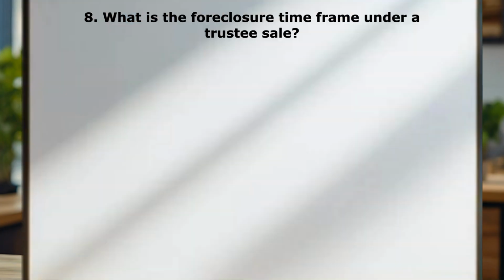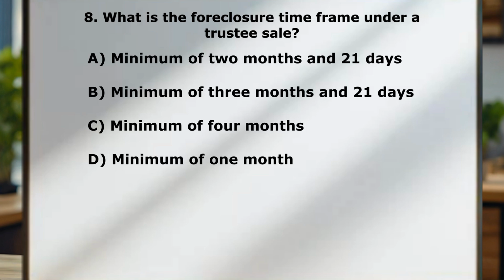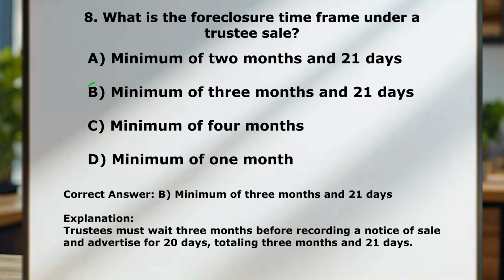Question number 8. What is the foreclosure time frame under a trustee sale? A, minimum of 2 months and 21 days. B, minimum of 3 months and 21 days. C, minimum of 4 months. D, minimum of 1 month. Correct answer here, minimum of 3 months and 21 days.